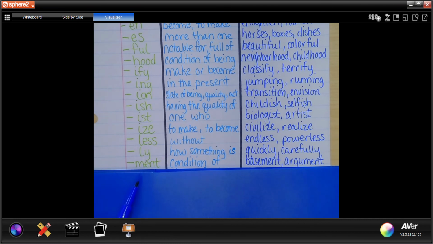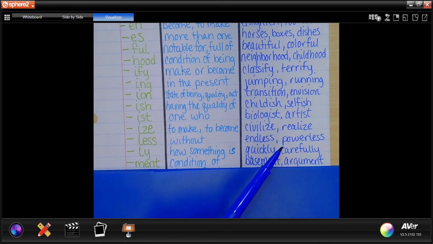The next suffix is ment. Ment means the condition of. One example is the word basement. So basement is the condition of where it is below ground. Argument is the condition of views, or the opposition of views.